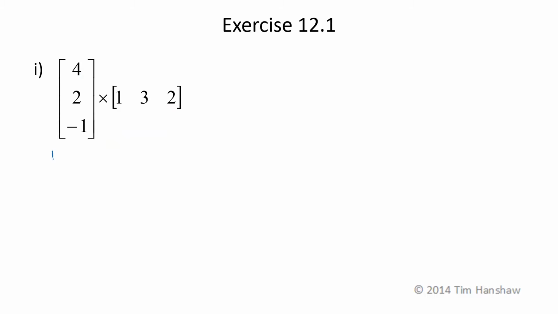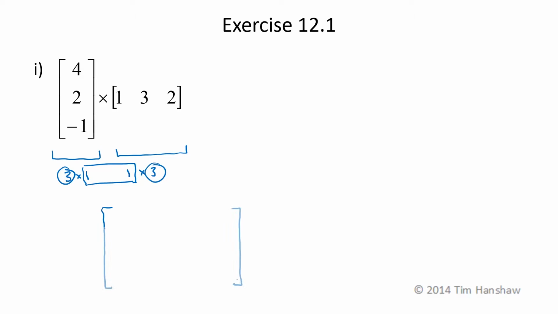Now we want to multiply this column vector, which has 3 rows and 1 column, times this row vector, which has 1 row and 3 columns. The inner dimensions of the matrices match, so I can do this process, and my result will be a 3 by 3 matrix. So the element in the first row and the first column is just going to be 4 times 1. There's no other elements to sum up in that process.